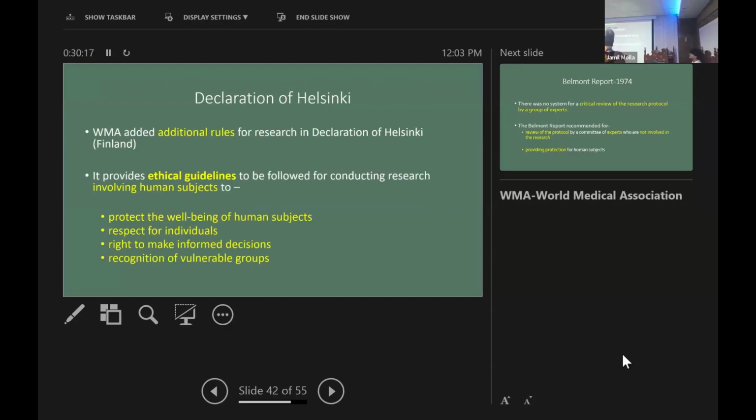Then the Declaration of Helsinki, where the World Medical Association had added additional rules. It provides ethical guidelines to protect the well-being of the human subject. So whenever you are involving some human subject, you must be careful about protecting the well-being of the participants. Then respect for the individual, the right to make an informed choice, an informed decision. So participants should be given the right to choose, to know all the information, and recognition of vulnerable groups. So the Declaration of Helsinki brought out these areas for conducting research about bioethics.